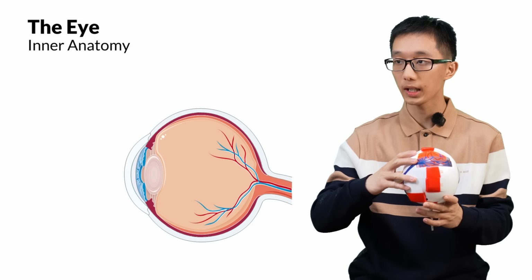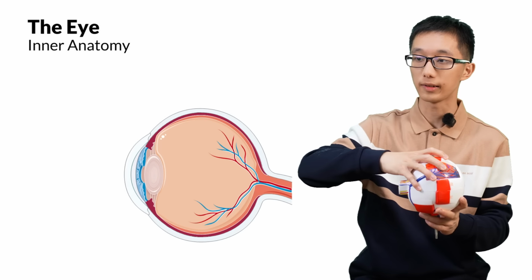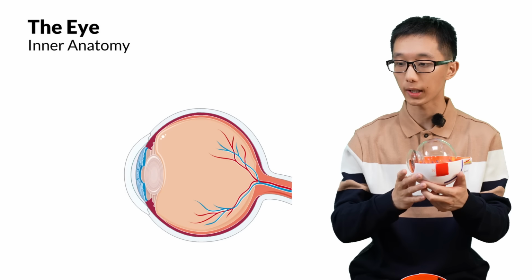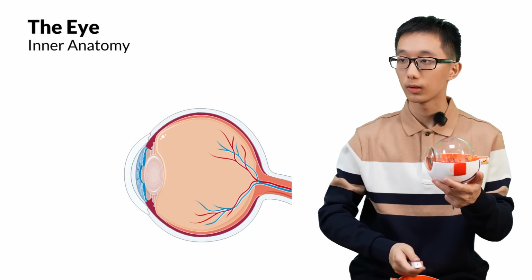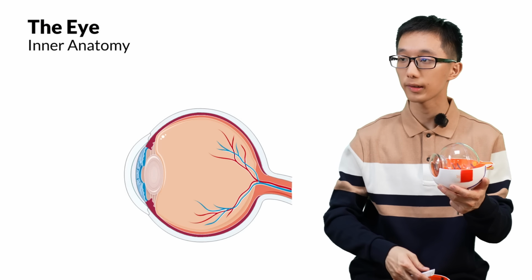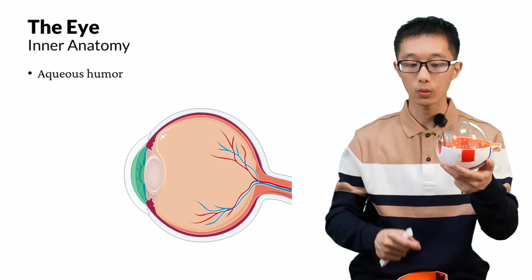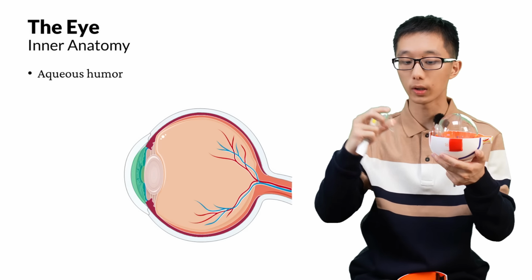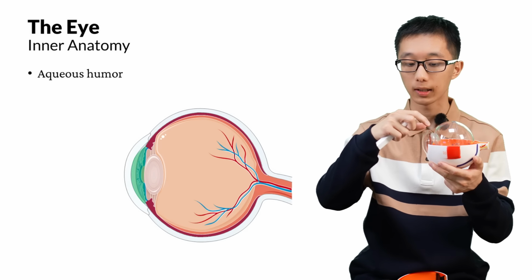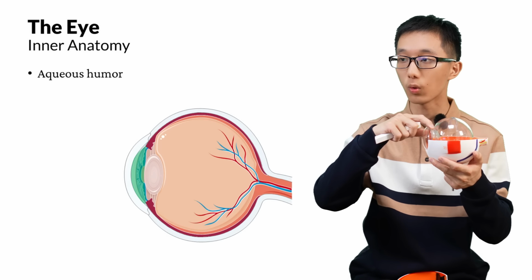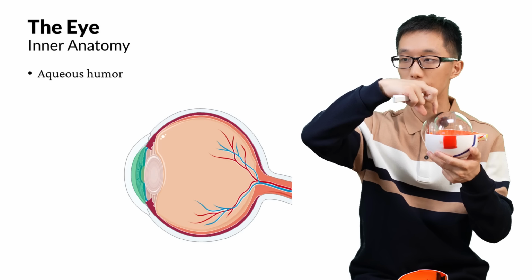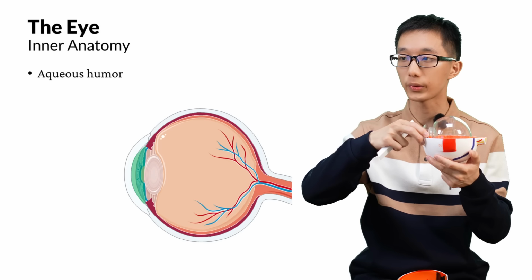Moving on into the inner anatomy of the eye. It's time to take the eye apart again. So first and foremost, we have the aqueous humor, which is the water that exists behind the cornea, in the front, and before the lens here. So here we have the aqueous humor. It is a watery-like fluid.